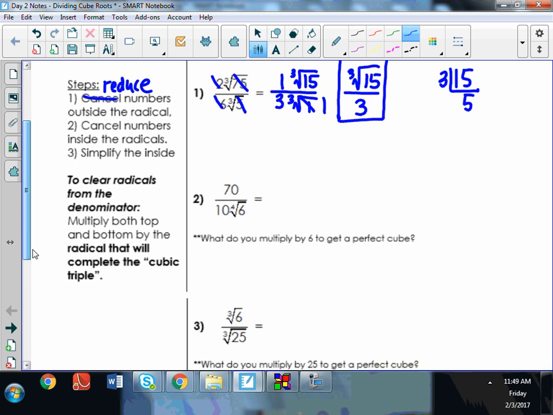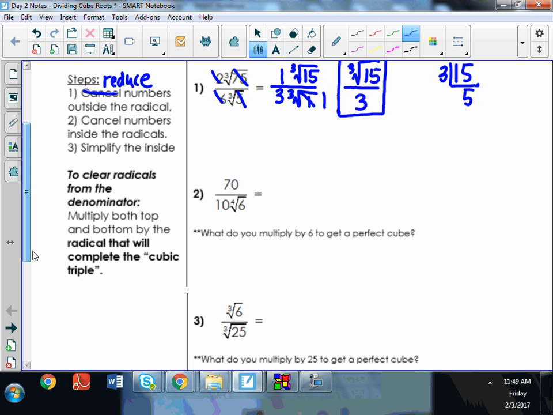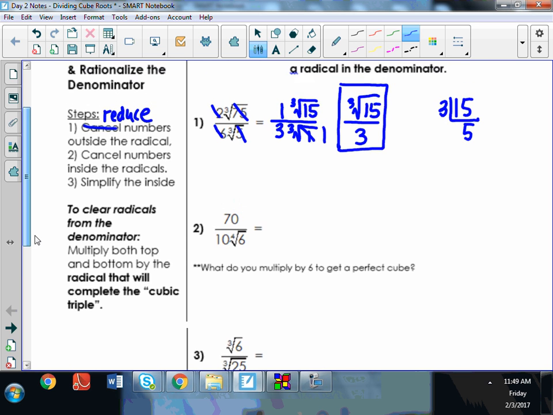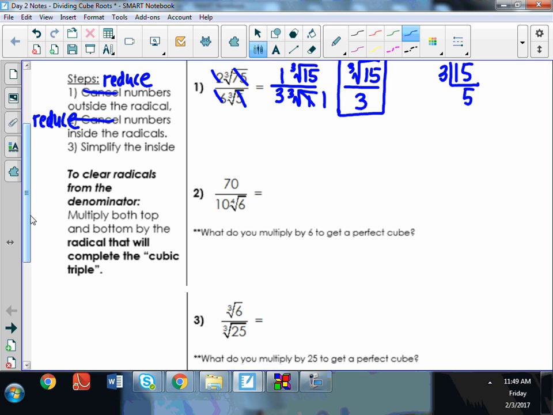So the very first thing you want to do, you always want to look at the outside numbers. That's it. We reduced it. We rationalized the denominator. We're good to go. You always want to do that reduce first. It'll make your numbers easier to deal with. Your numbers won't get big and crazy.